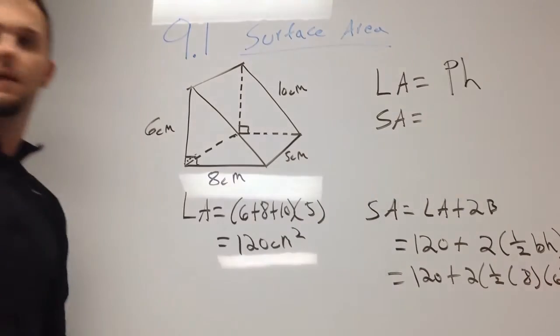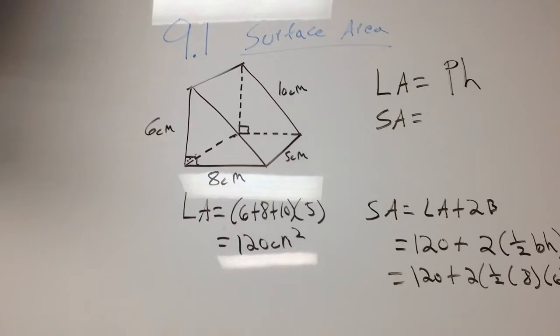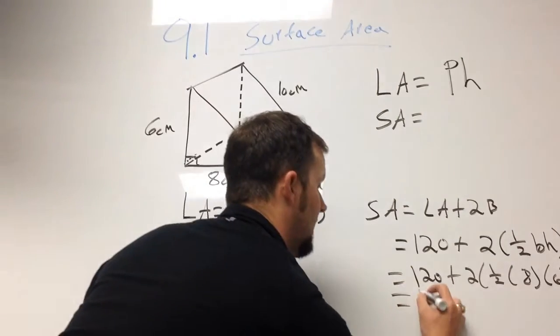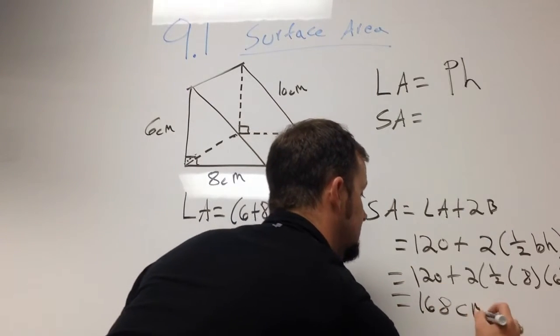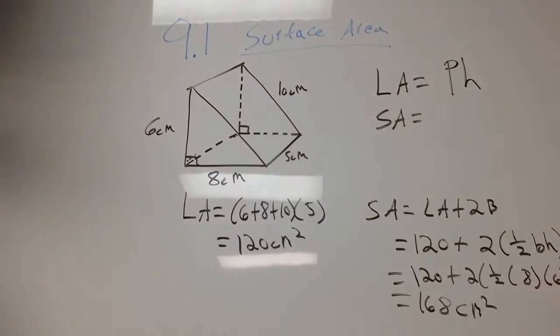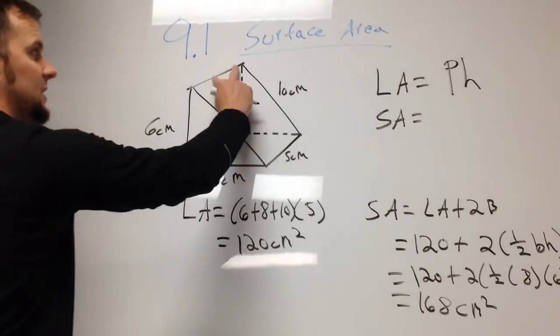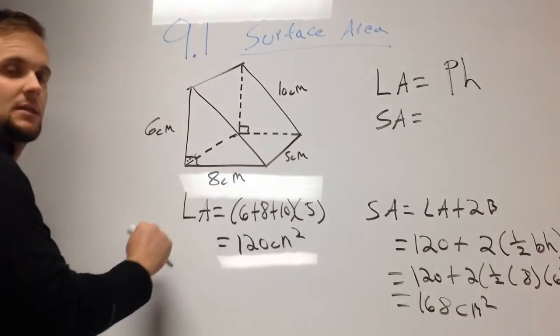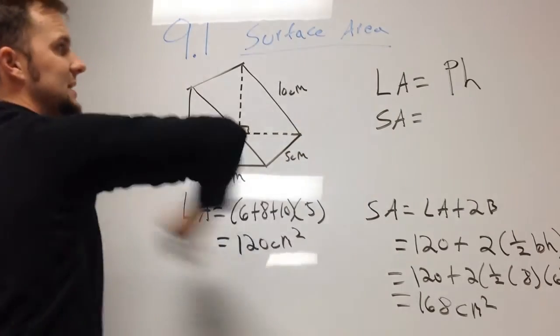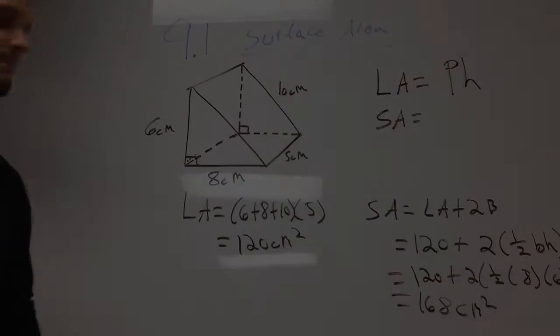And whenever I plug all that in the calculator and I multiply it out, you should end up with 168 centimeters squared. So remember, ladies and gentlemen, lateral surface area is everything in between the two bases. Surface area is everything put together.